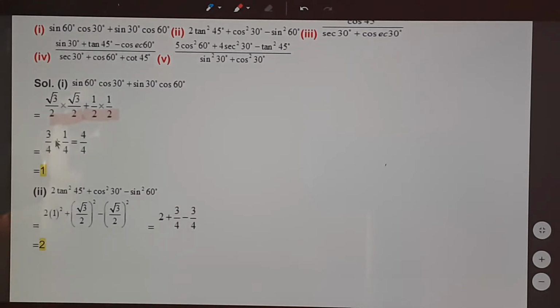Root 3 into root 3 is 3, and 2 into 2 is 4, and in between, which sign is there? Plus. Half into half will be 1 by 4. And when we solve this, 3 by 4 plus 1 by 4, we get 4 by 4, which is equal to 1. So this is very simple. You only have to substitute the values.